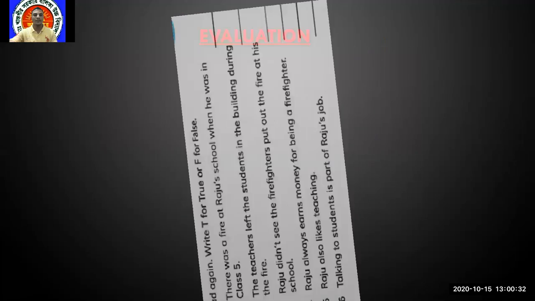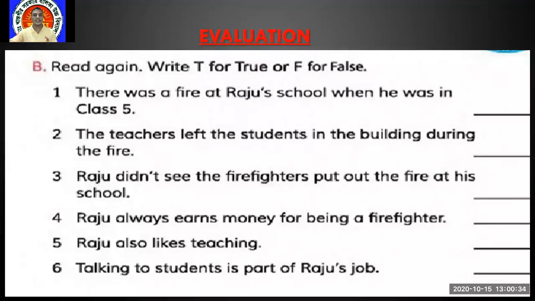The answers of the true or false sentences are: Number 1. There was a fire at Raju's school when he was in class 5. This is true. Number 2. The teachers left the students in the building during the fire. This is false. Number 3. Raju didn't see the firefighters put out the fire at his school. This is also false.